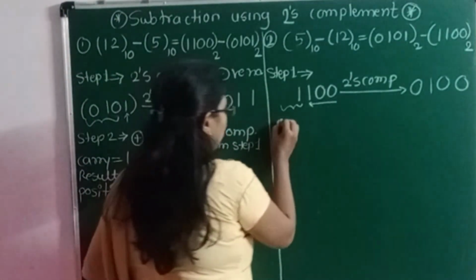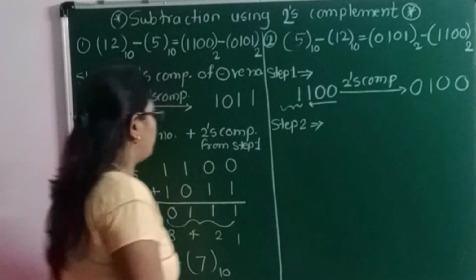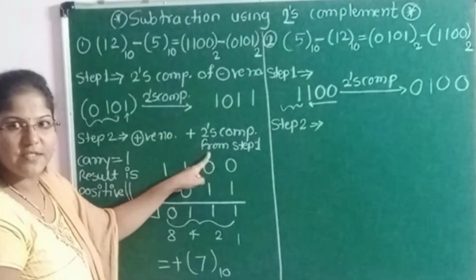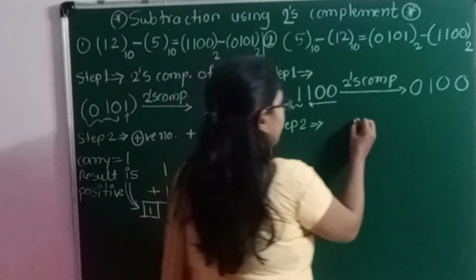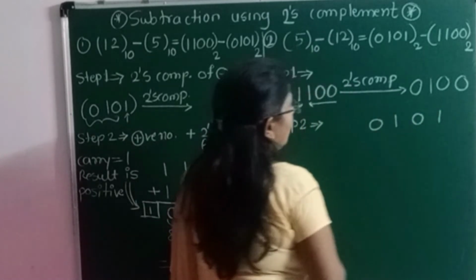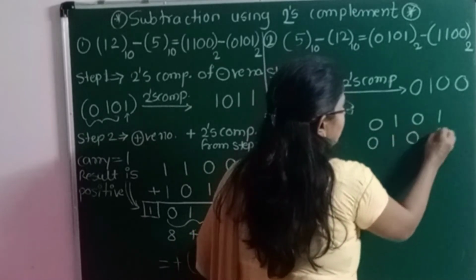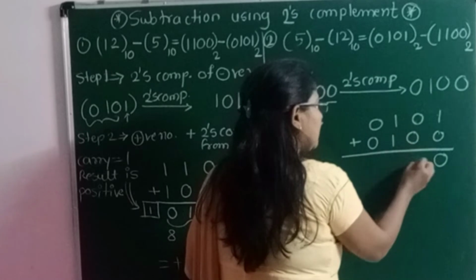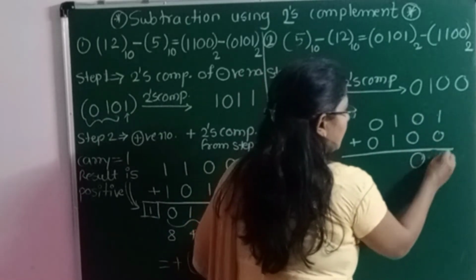Now step 2. What do we have to do in this step 2? Positive number plus the 2's complement from step 1. So what is the positive number here? 5. So write here 0, 1, 0, 1. And what is the 2's complement from step 1? 0, 1, 0, 0. Take their addition. 1 plus 0, 1.